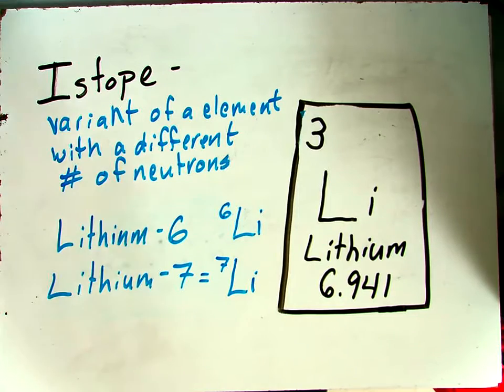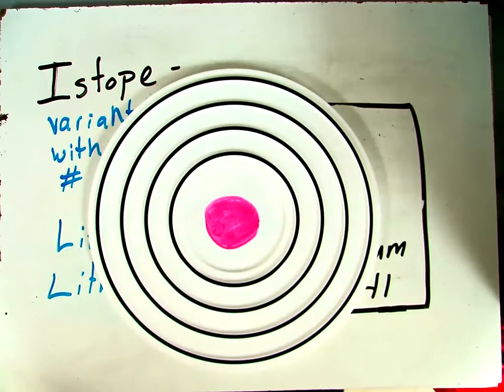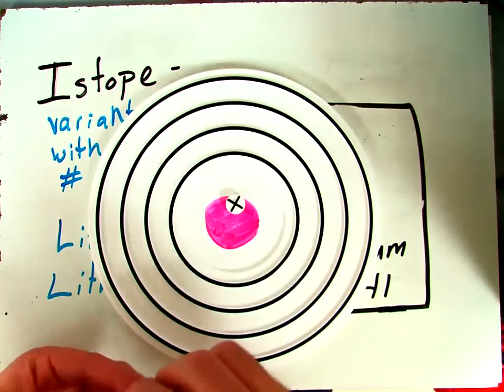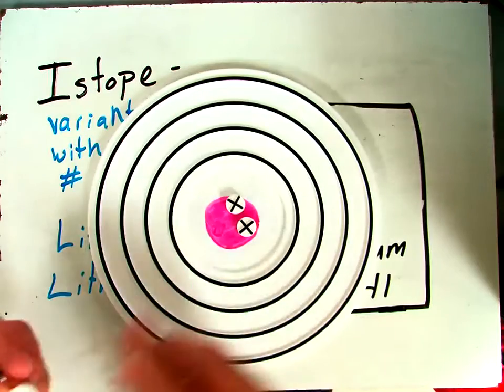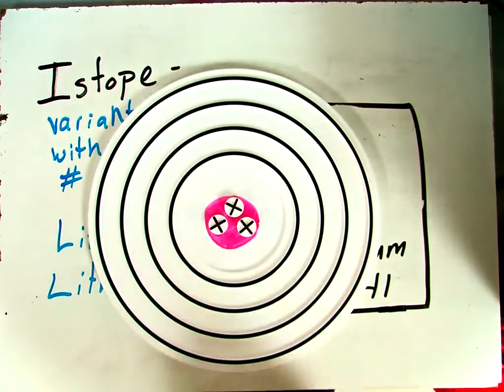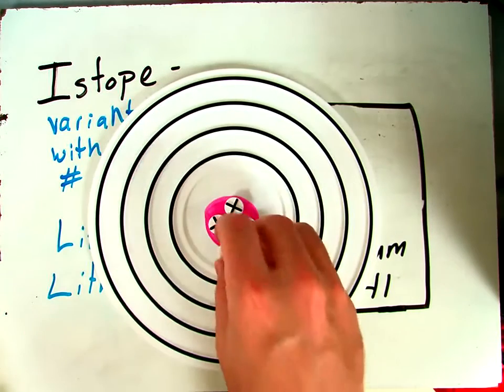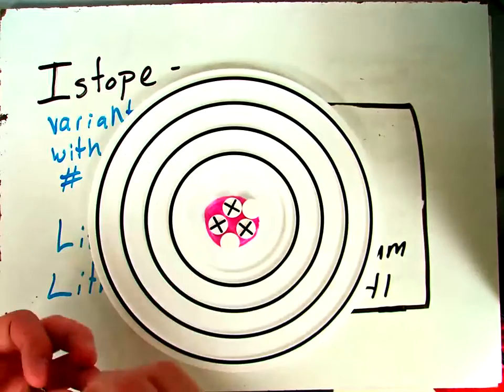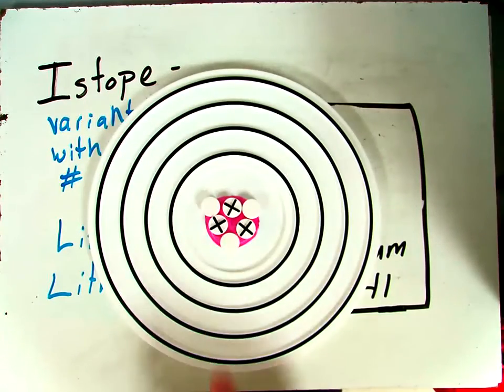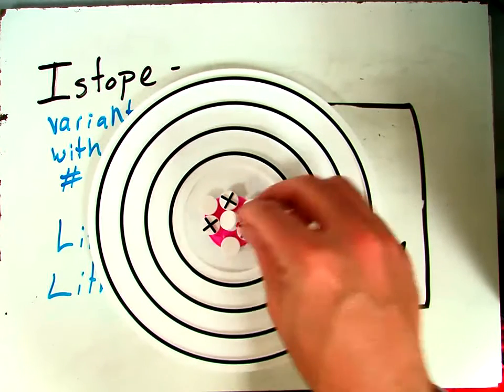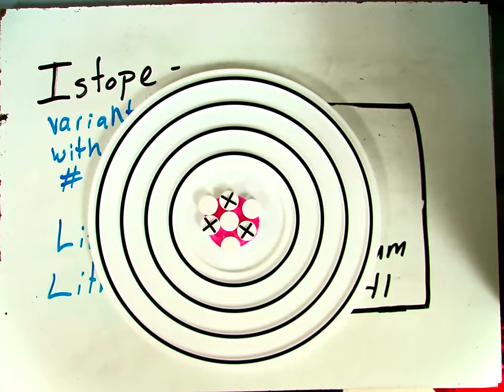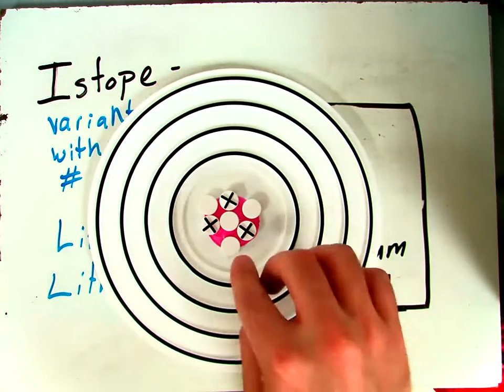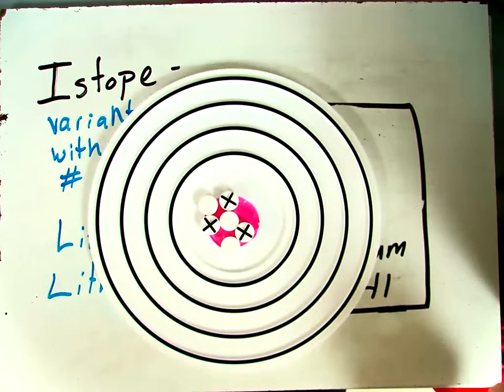So real quick, here's a handy dandy little Bohr model atom. Now every lithium is going to have 3 protons in it. So there's my 3 protons. Now, lithium 6 is going to have a total of 6 particles in its nucleus. So we would have 3 neutrons in there. If I had lithium 7, I'd have an extra neutron. So the difference between lithium 6 and lithium 7 is just a neutron.